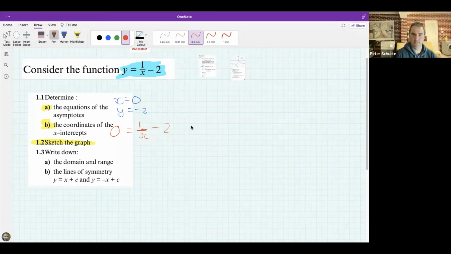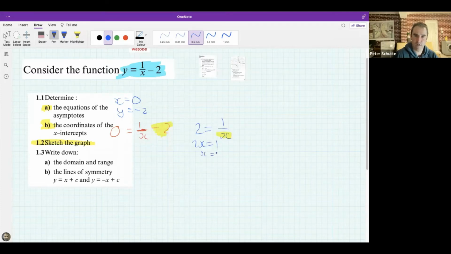And how can we do that? I think we need to move this 2 across. If we move it across, we get 2. And then I think we need to move the x across. So let's have a look. If we do that, we get 2x is 1, and then we get x is a half. Okay, fantastic.